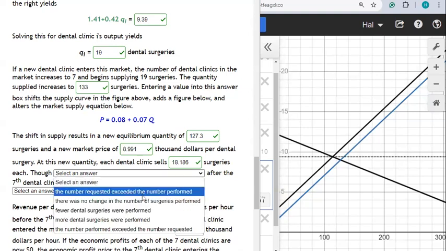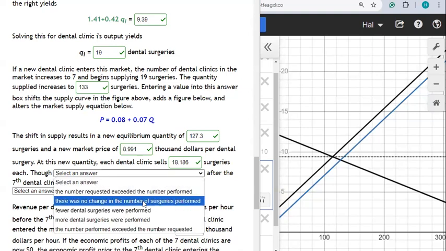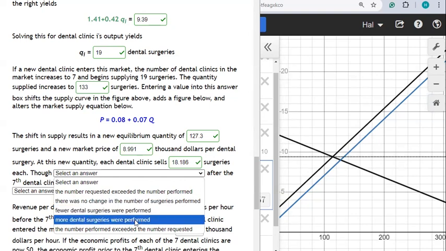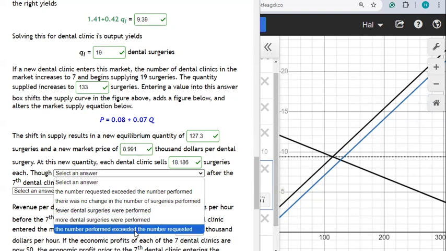The number requested exceeded the number performed. There was no change in the number of surgeries performed. Fewer dental surgeries were performed. More dental surgeries were performed. The number performed exceeded the number requested.